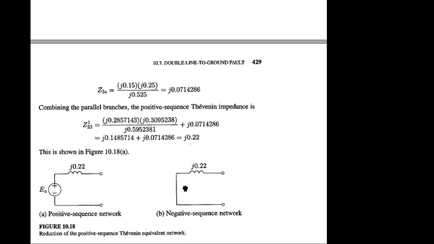Zero sequence does not have a source. Exactly, but it has a value difference. It will also not have a source. Only the positive sequence has the source. The other sequences will not have any source. They are the derived outcome. They are not the source.